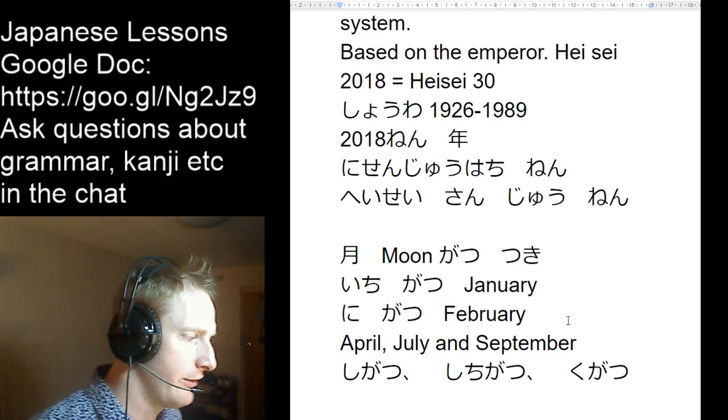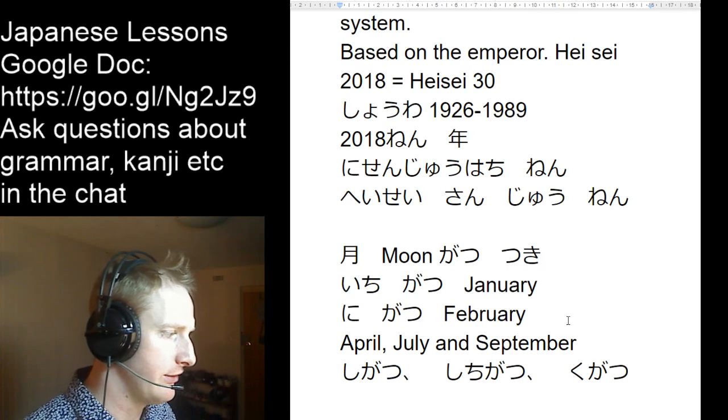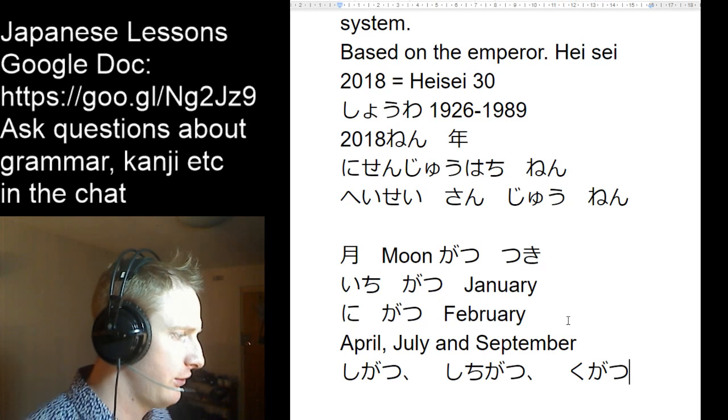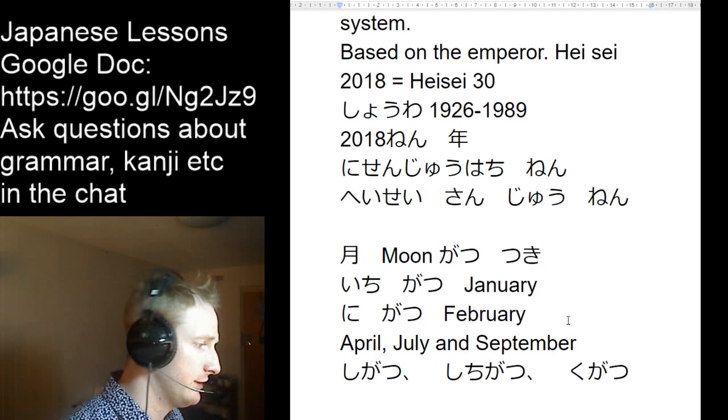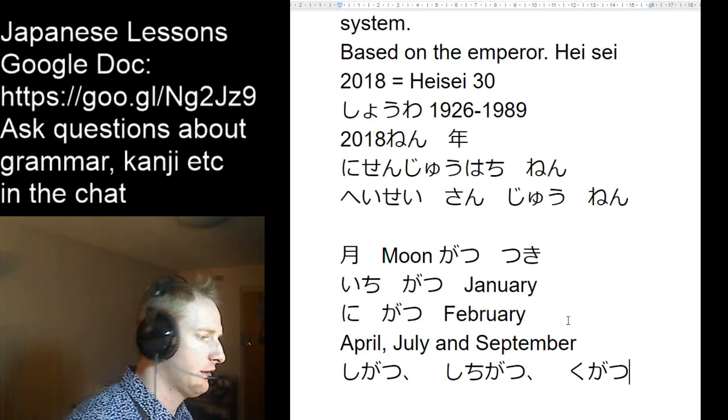Okay, so otherwise all the other ones, for example, junigatsu, this is December. So as long as you can count to 12, and remember this word gatsu, you can do this.